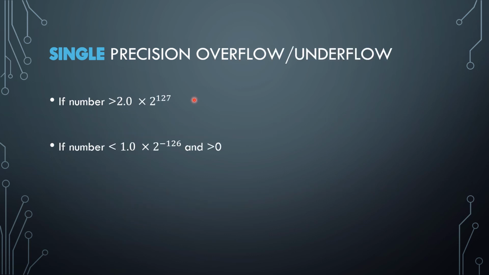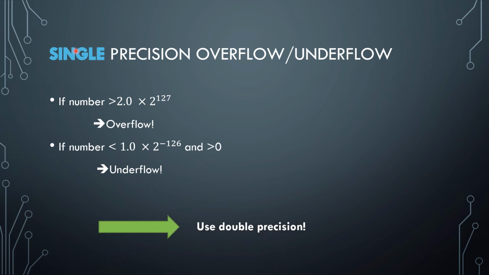If we have a number bigger than the maximum value, overflow occurs. If we have a number smaller than the minimum value, as long as it's bigger than 0, underflow occurs. This is why we should use double precision.